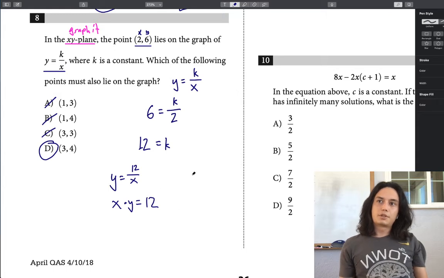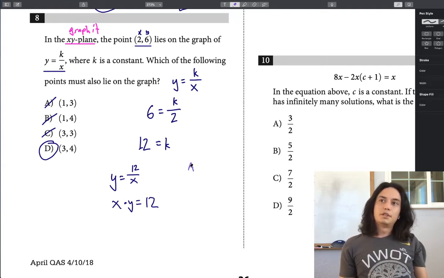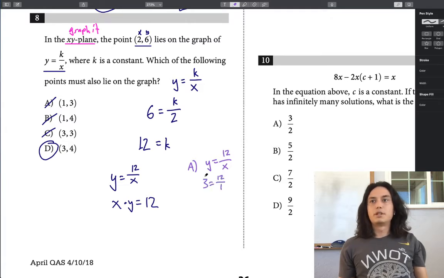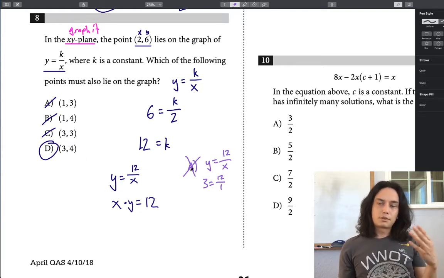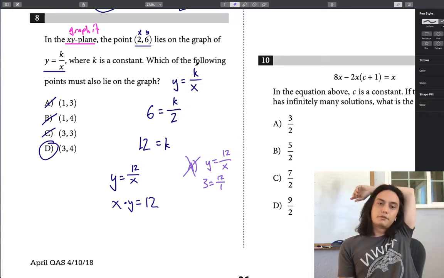Alternatively, you could do it this way, where you're plugging each of them in. So like, let's try A. I'll skip to the alternative here. The alternative is in purple. We're trying A, y equals 12 over x. And so y is 3, and it's 12 over 1. Well, 3 does not equal 12 over 1. And you could go through it, etc. So it's not like this way is the only way of doing it. Definitely, though, the important thing is being able to solve for k.